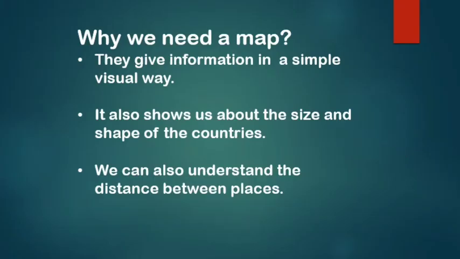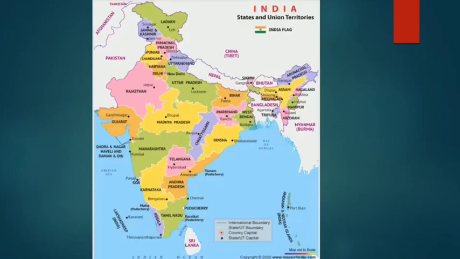Why do we need a map, and what is its importance? What information will we get by seeing a map? If you see a map, immediately you can understand the visual way of a place, its size, its shape. It may be a country or any place. You can understand the location, and even the distance between any two places by seeing a map. We can understand the location of various landforms. We can understand the political boundaries.